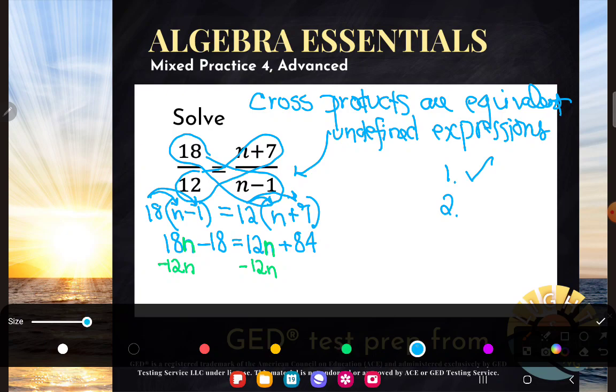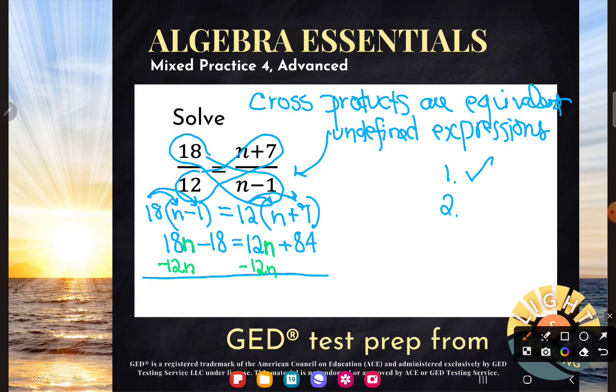I could have just as easily done it the other way and moved the 18n. Now remember though, when you're moving the 12 and the n together, you're not breaking that multiplication bond between 12 and n. You're taking the entire term, so you need to do it through addition or subtraction. 12n was positive, so I moved it through subtraction. And let's see what my new equivalent equation will be. 18n minus 12n leaves me with just 6n. Taking away the 12n didn't affect my constant, my negative 18. And that's going to be equivalent to, on the right-hand side, 12n minus 12n is 0. I have nothing to add with 84. I have just 84. Wonderful.